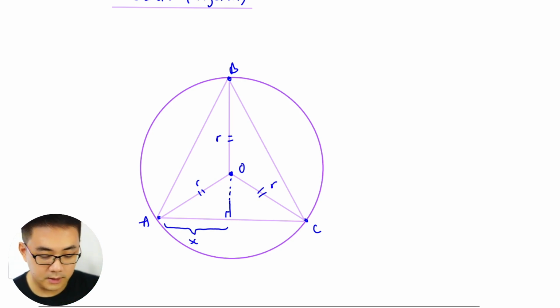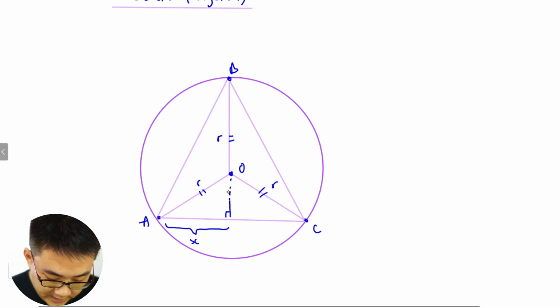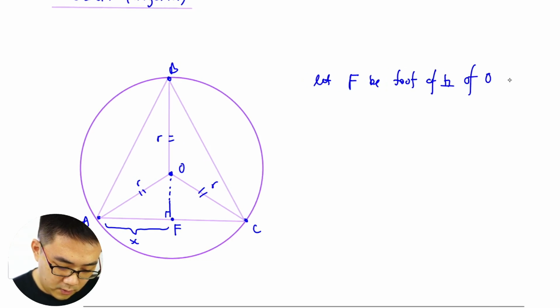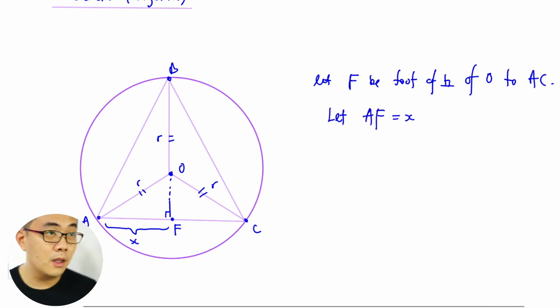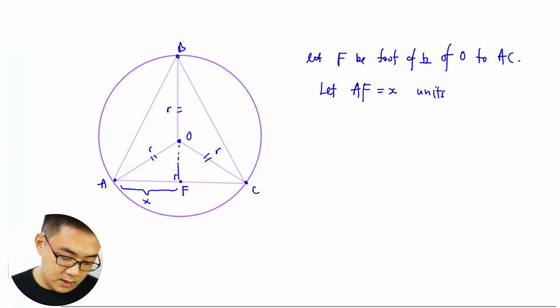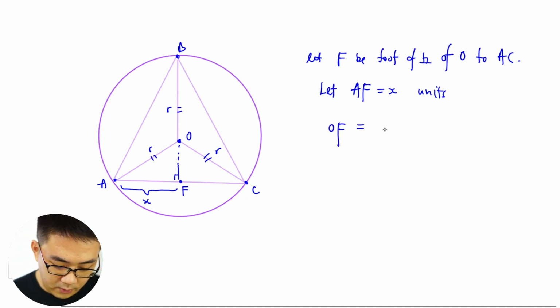This is much better here. Okay, and then you realize that this is F, as usual. Let F be the foot of perpendicular of O to AC. So let AF equal X units. I think this algebra is much easier. So OF will be, by Pythagoras theorem, like what some of you have suggested, which is to use Pythagoras theorem. You can. So this is a square, right?